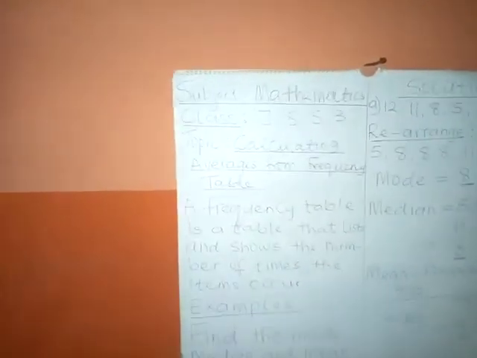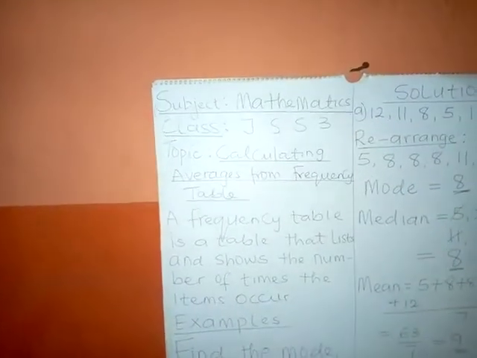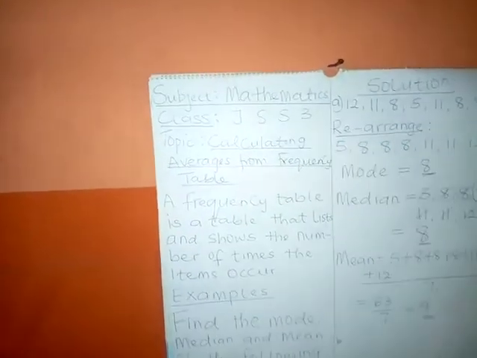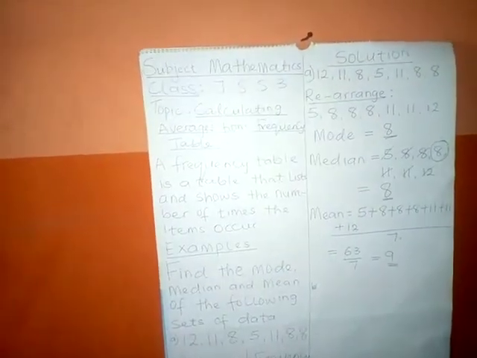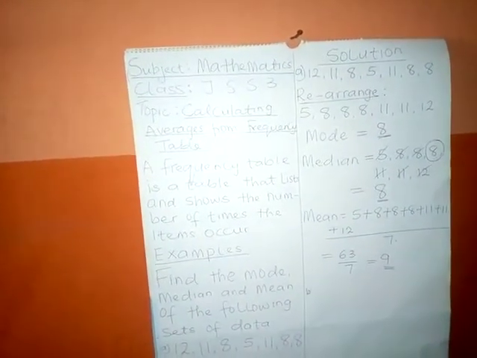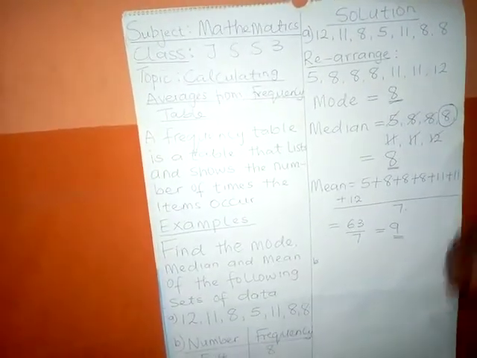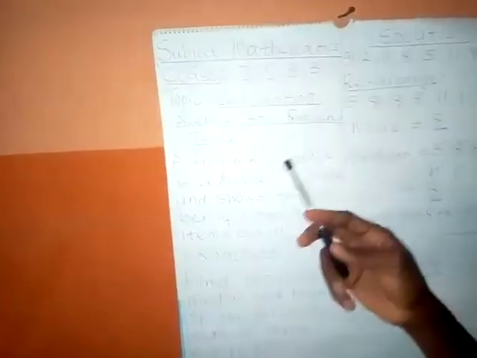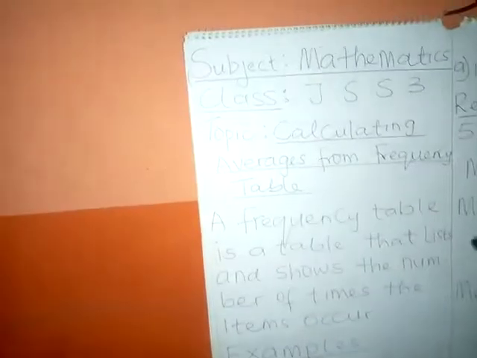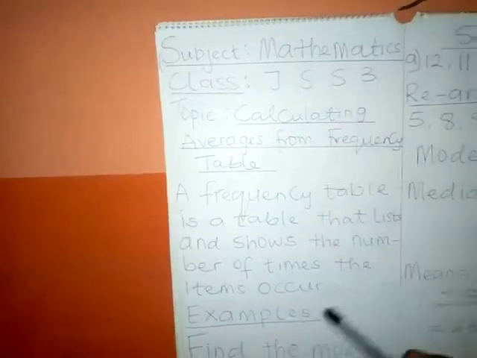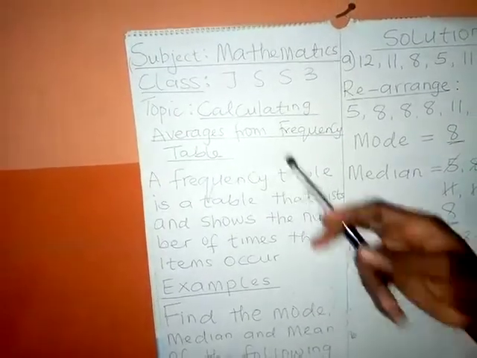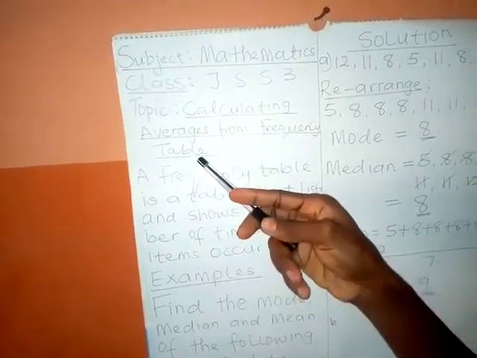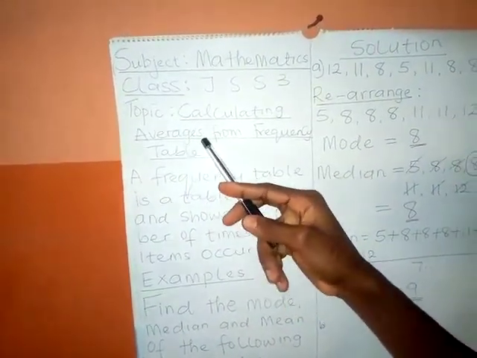Last week, we talked about central tendency, where we discussed mean, median, and mode. We did calculations on mean, median, and mode. And this morning, we'll be looking at calculating averages from a frequency table. The averages we talked about last week were mean, median, and mode. And this morning we'll be using a frequency table to calculate those averages.